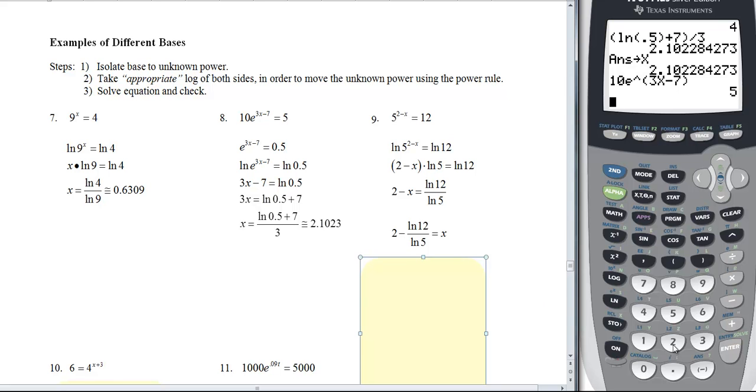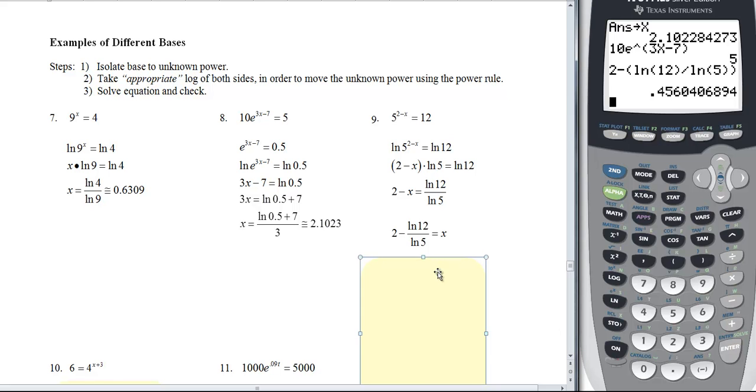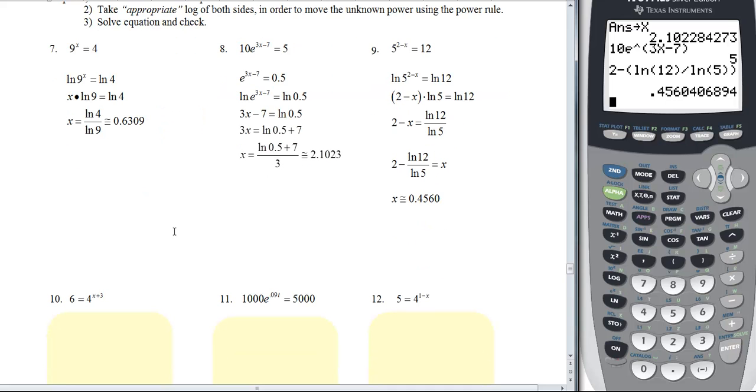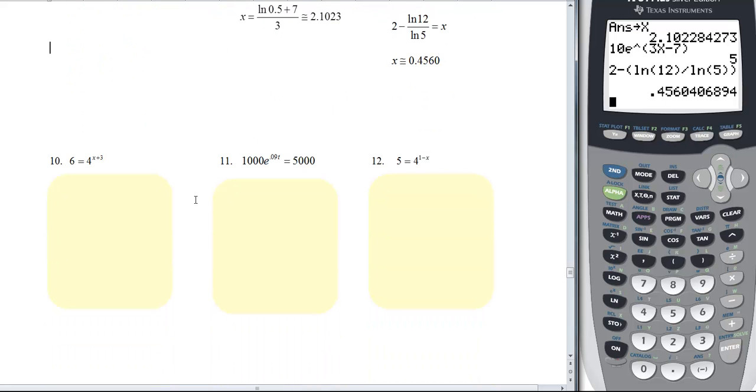So let's put this in the calculator. I've got 2 minus natural log of 12. Close that parentheses. Divide by natural log of 5. So let's see if I ended up with 0.4560. Okay. And I'll leave the checking to you. Store it and go and type in your original, and it should come out to be 12.